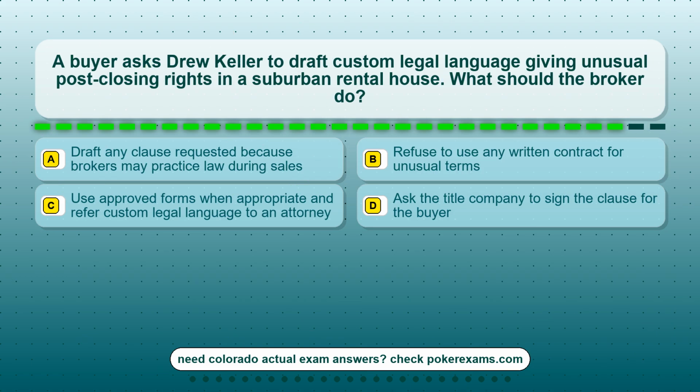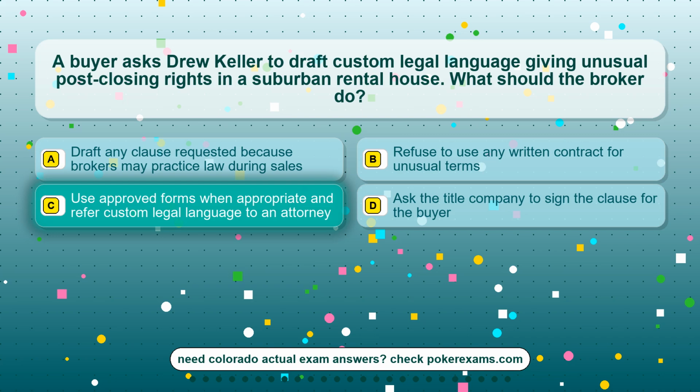Question 12. A buyer asks Drew Keller to draft custom legal language giving unusual post-closing rights in a suburban rental house. What should the broker do? Option A. Draft any clause requested because brokers may practice law during sales. Option B. Refuse to use any written contract for unusual terms. Option C. Use approved forms when appropriate and refer custom legal language to an attorney. Option D. Ask the title company to sign the clause for the buyer.